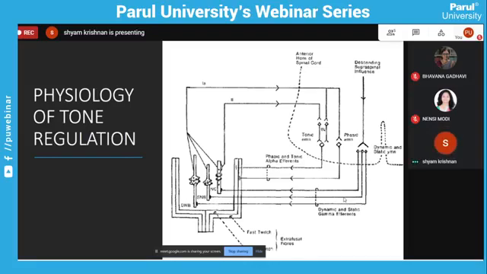You can see the alpha motor neuron here, these two neurons at the innermost. I don't know whether you are able to see my cursor. Are you able to see my cursor? Nancy, can you see it when I move the cursor? Yes, sir, it is visible. I'm going to use it as a pointer.